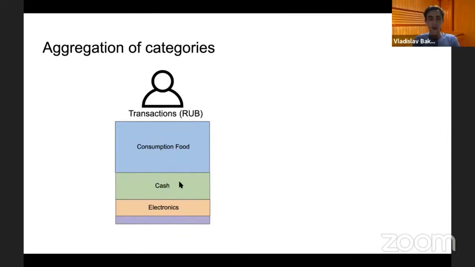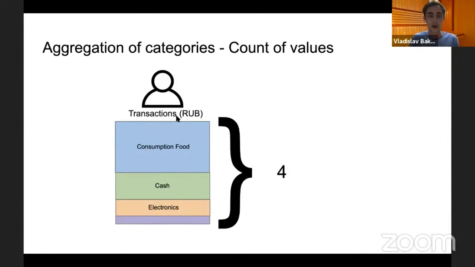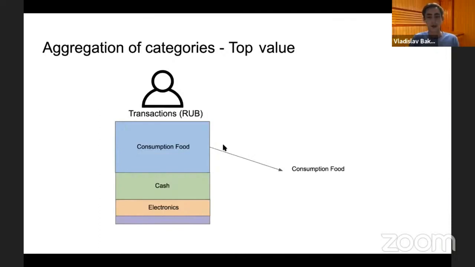For each of these features, we can create some numerical and categorical features. The first one is the number of unique values in this categorical feature. The next one is the top one value in this category, and I think this is a strong feature, especially if we do this not by number of transactions, but by sum of rubles. For example, consumption of food is the biggest spend for the user, and we create a new category saying that consumption of food is the biggest one.